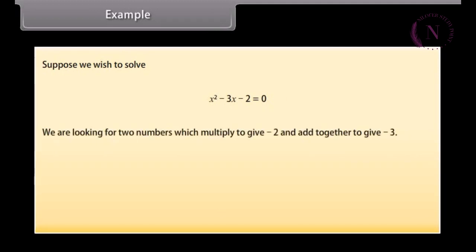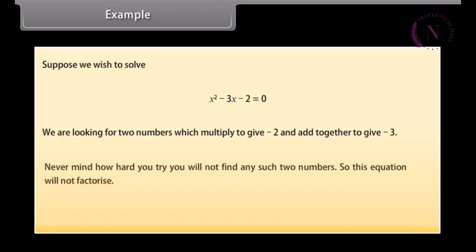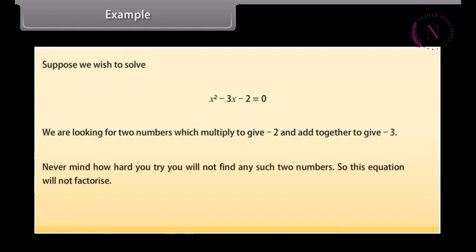Example. Now suppose we wish to solve x squared minus 3x minus 2 is equal to 0. We are looking for two numbers which multiply to give minus 2 and add together to give minus 3. Never mind how hard you try, you will not find any such two numbers. So, this equation will not factorize. For this we need another approach. We will learn that in the next screen.